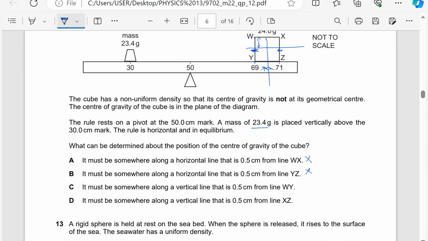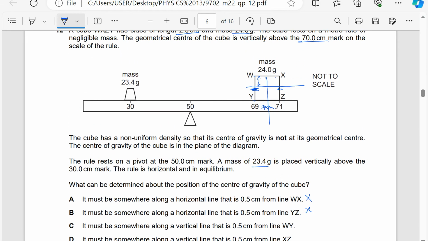I don't want to check 0.5, because 0.5 will be a distance measured either from 69 to the right or from 71 to the left, because 0.5 should be added to 69 to cause balance or should be subtracted from 71 to cause balance. After all, if this is the 30 centimeter mark, the moment on this side is going to be 23.4 times 50 minus 30, which is going to be 20.